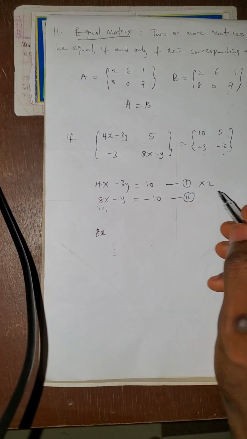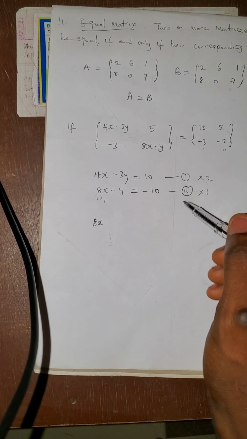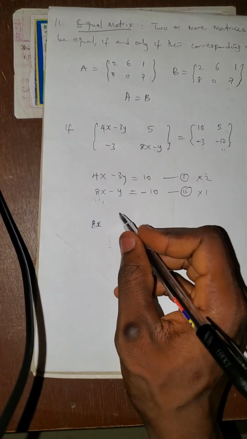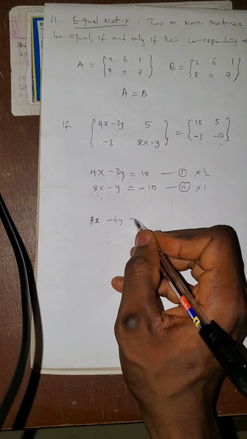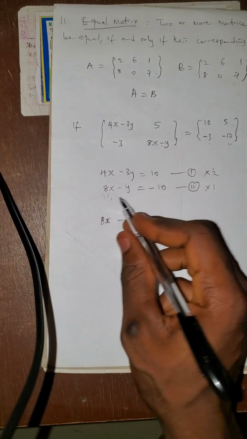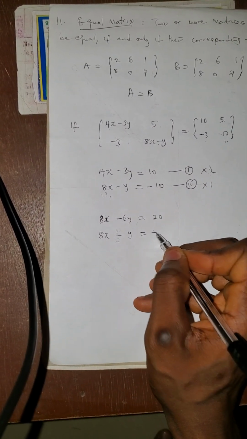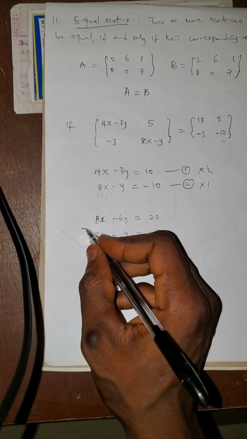So if we multiply equation 1 by 2, we multiply equation 2 by 1. So that's 2x, then 2 times minus 3y, that's minus 6y. Because 2 times this will be what? 20. Then equation 2 by 1 will still be 8x minus y equals to what? Minus 10.